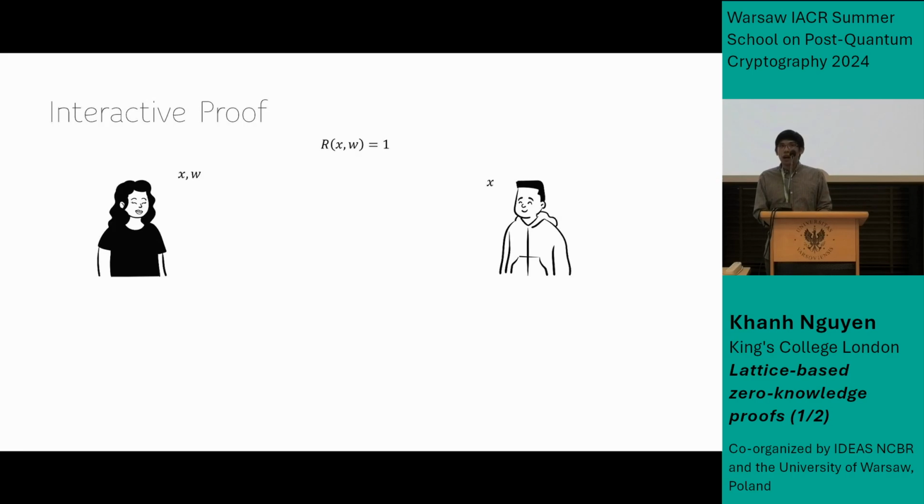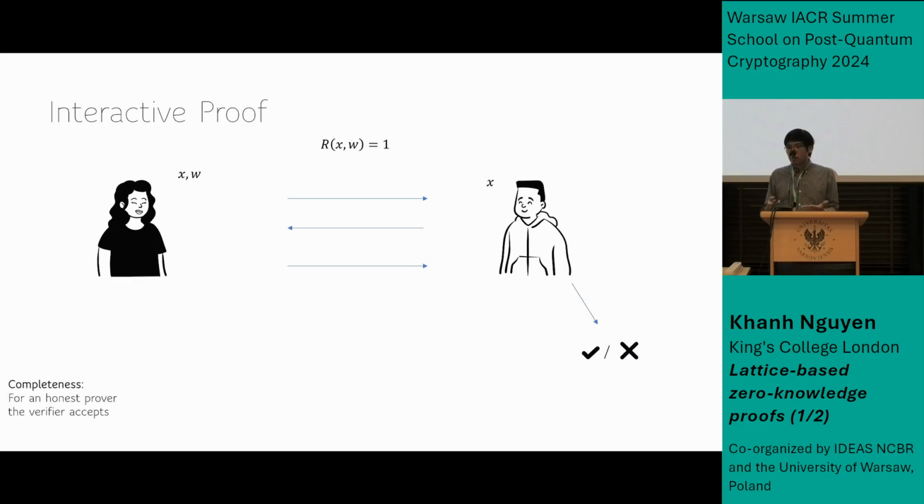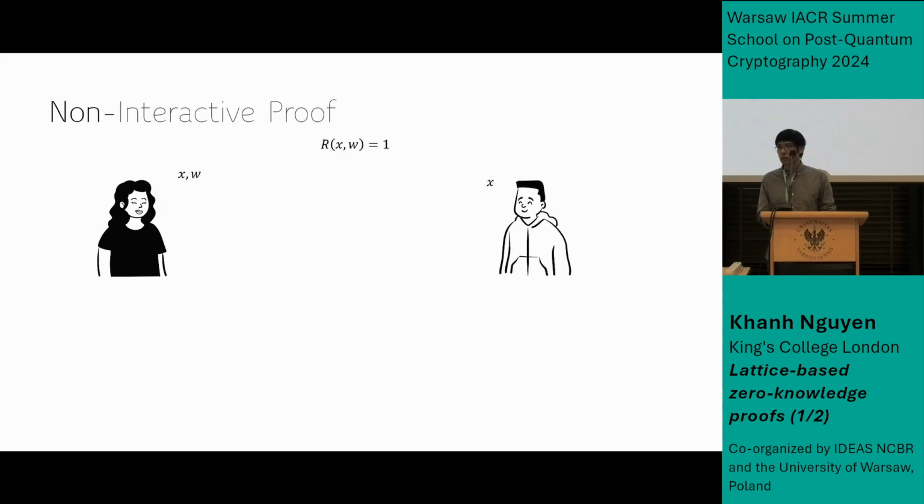As the name suggests, it's an interactive protocol. The two parties communicate with each other, and at the end, the verifier accepts or rejects. Obviously, for completeness, if we consider honest provers, we want to make sure that if an honest prover executes this protocol, then the verifier accepts. We will deal with the case of cheating provers later. Okay, so that's the interactive proof.